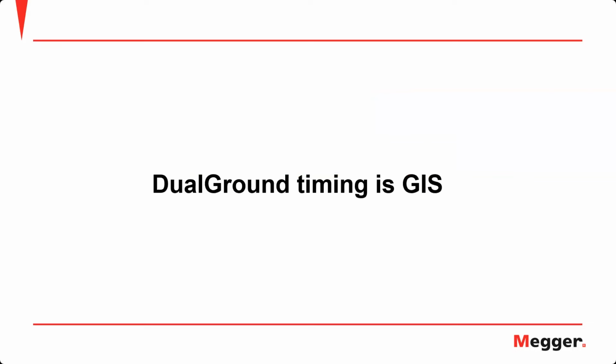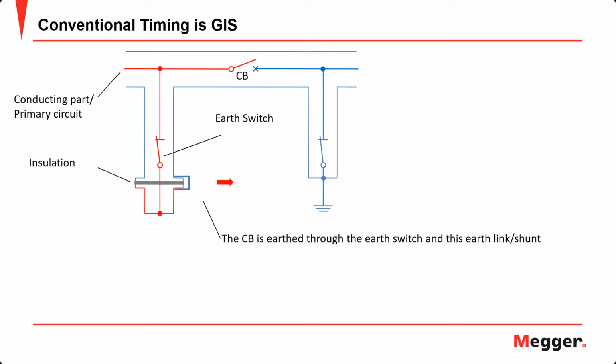Now we'll talk about dual ground timing in GIS, or gas insulated switchgear. It has its own set of challenges. This is a simplified diagram of a circuit breaker inside a GIS. We have the main and arcing contacts here. So it's the interrupter.